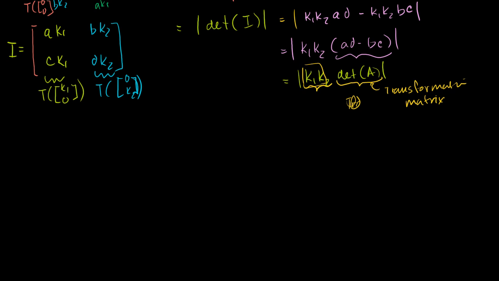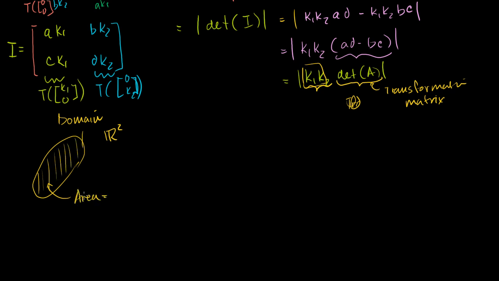Let me go abstract now. Let's say I have some region in R2, and let me do a shape that you might recognize. Let's say it's an ellipse. And this is my domain. It's R2. And let's say that the area of this region right here is equal to A. And let's say I have some transformation, T, that is a mapping from R2 to R2. And T applied to some vector x in my domain is equal to, well, I already used A, so let's say it's equal to some matrix B times any vector in my domain.